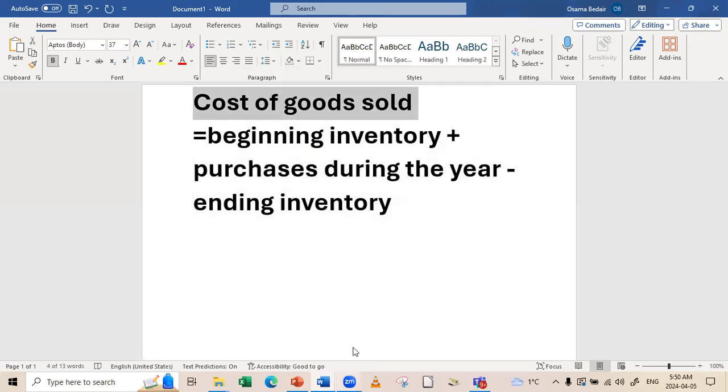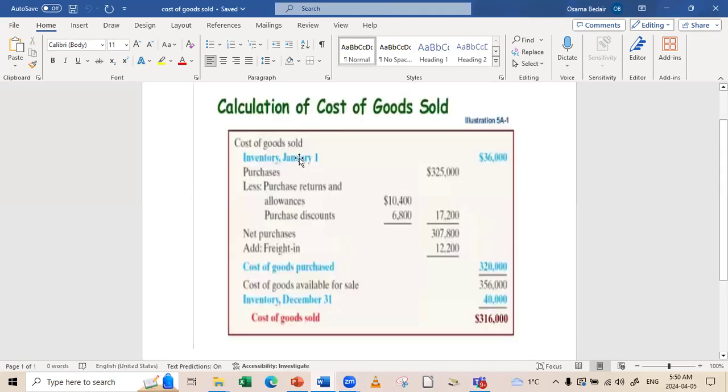So here we go right now into the cost of goods. The beginning inventory was 36,000 plus the purchases during the year, 325,000. But I want you to notice that we also have allowances and purchase discounts, which we have to deduct. So the purchases minus the allowances and minus the purchase discounts will give me the net purchase.